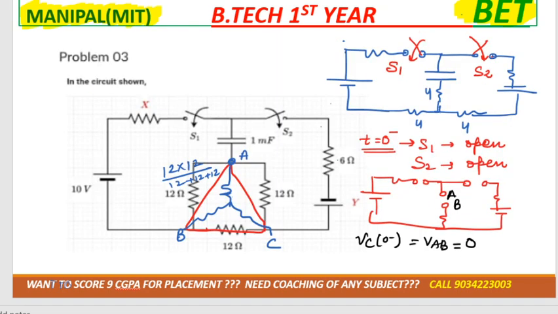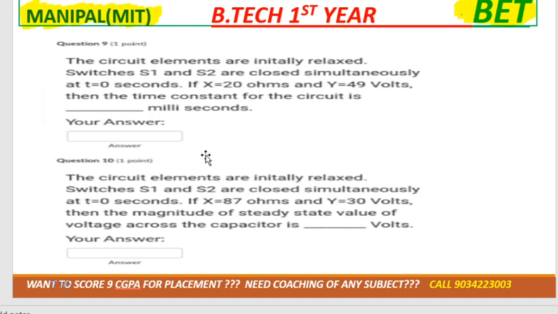Okay, now let's see what they have asked in the question. This is the question now. Yeah, so in the first question, first we have to complete it and then see what has been asked in the questions. Got it? The circuit element are initially relaxed. Relaxed means that no current and no voltage. Zero. Relaxed means zero. Okay?